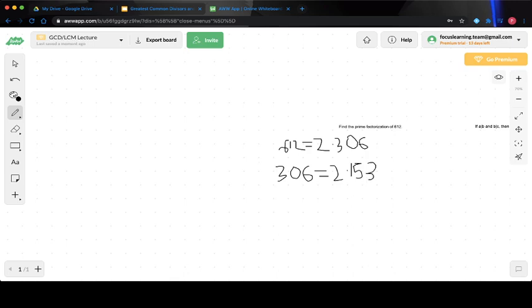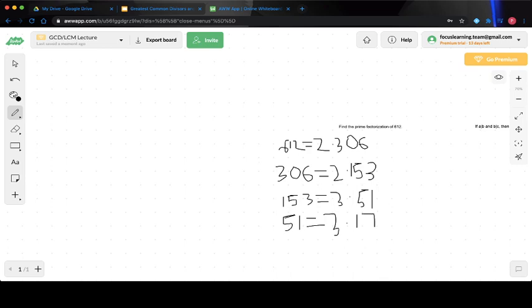And then you notice that 153 is divisible by 3, since the sum of its digits is a multiple of 3. If you divide 153 by 3, you get 51. And then similarly, 51 has a digit sum equal to 6, so it is divisible by 3 again. If we divide 51 by 3, then it is equal to 3 times 17.